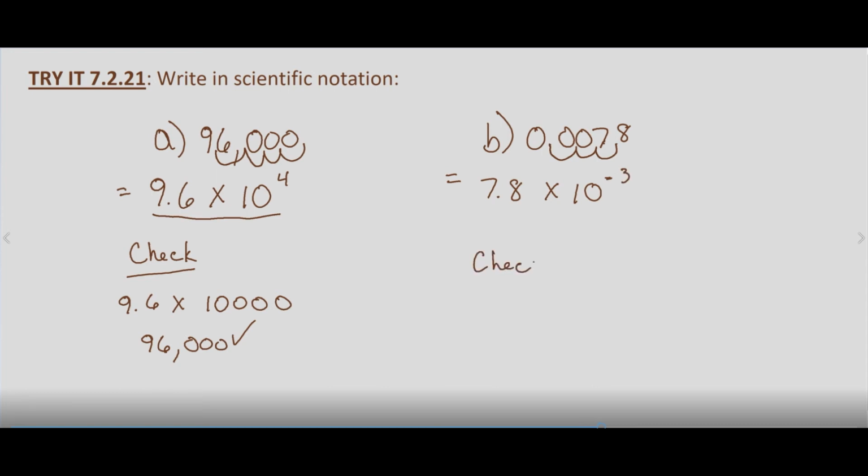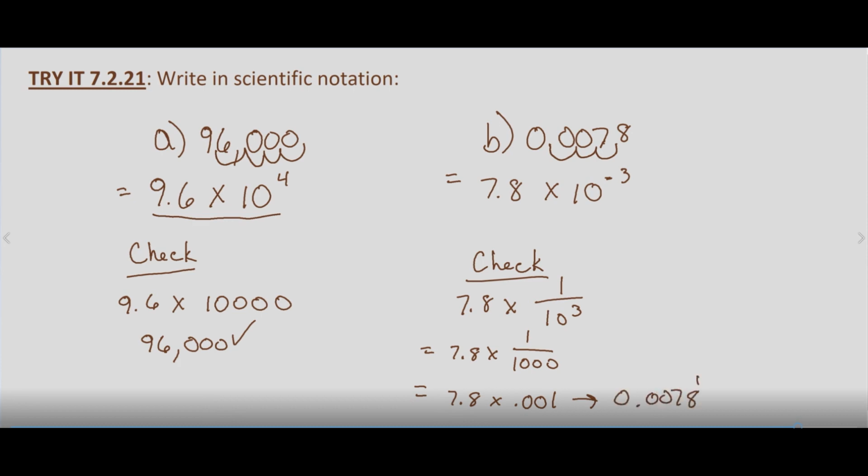Let's go ahead and check that. How do we check that? Well, this is equal to 7.8 times, using our properties of exponents, 1 over 10 cubed, which equals 7.8 times 1 over 1,000, which equals 7.8 times 1/1000th is 0.001. And when we multiply that out, we get the decimal place moving 1, 2, 3 places to the left, which is going to give us 0.0078. So it checks as well. So in scientific notation, 0.0078, or 78/10,000ths, is 7.8 times 10 to the negative 3.